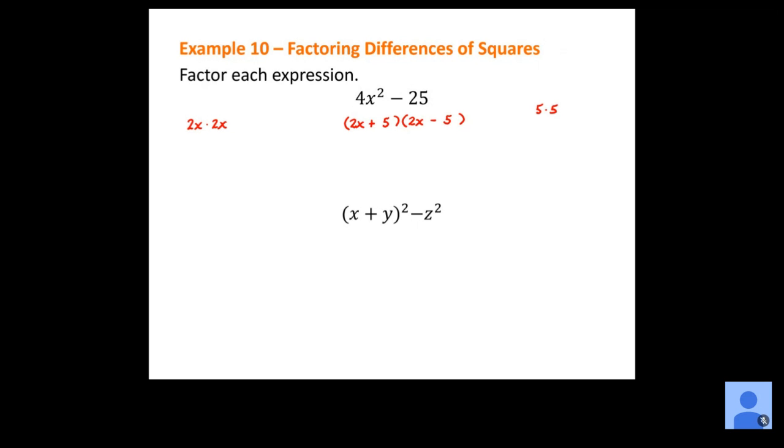And again, if you want to check, by all means, please do that. 2x times 2x is going to give us 4x squared. Outer terms, 2x times negative 5 is negative 10x. Inner terms, 5 times 2x is positive 10x. 5 times negative 5, negative 25. And if we notice here, we have a negative 10x and a positive 10x. That gives us 0 in the middle. And so we are left with 4x squared minus 25. That checks out. And so this right here is our factored form.